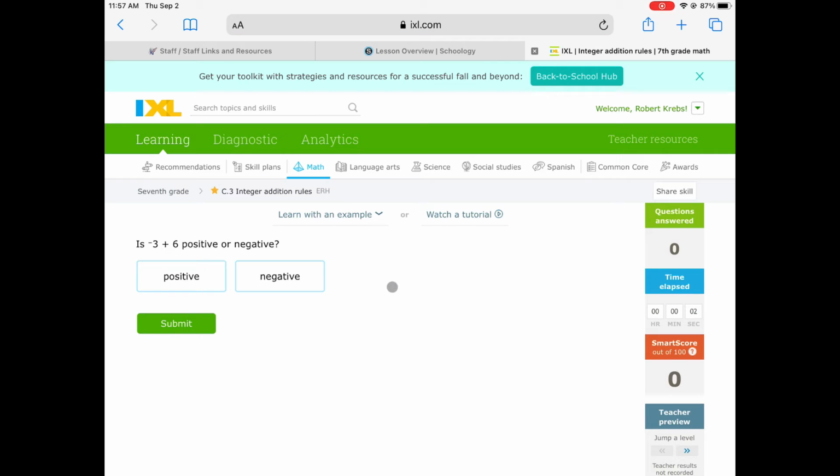So here we have negative 3 plus a positive 6. Is the answer positive or negative? Well, again, just ask yourself, do I have more positive stuff or more negative stuff? Is the 3 bigger or is the 6 bigger? What has the bigger absolute value there? In this case, 6 has the bigger absolute value, so my answer is going to be positive.